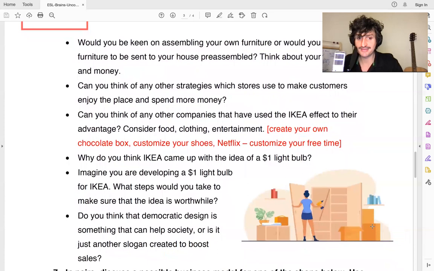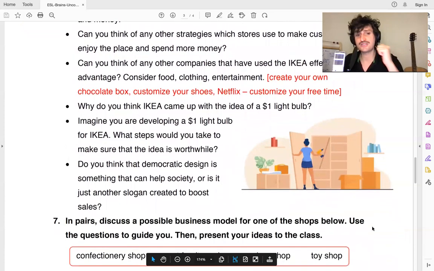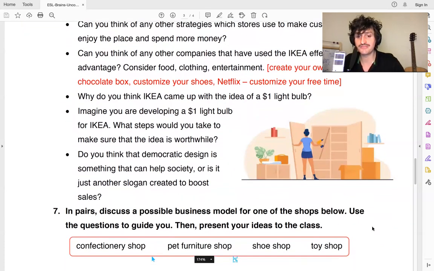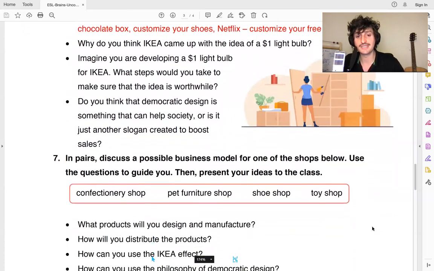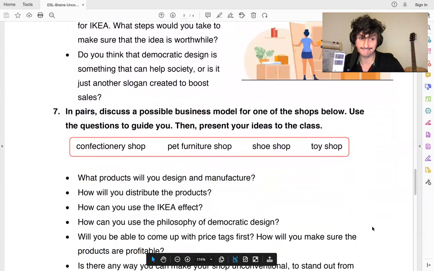And do you think that democratic design is something that can help society? Some people say, oh no, that's just democratic design. They're just using that for marketing, to attract people so that people are like, oh, I love democracy, so I will go to IKEA. Some people say that. Those are the critics. But other people are saying that it's actually a great idea, that it helps everyone. It helps the environment. It helps people. It helps the business. It helps everyone. And that's why they love shopping at IKEA.